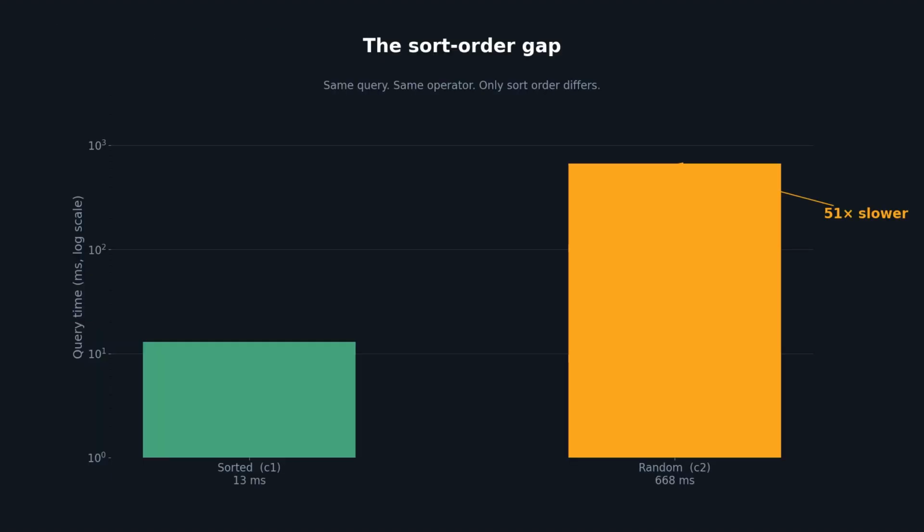Here is what that looks like measured. The sorted column scan finishes in 13 milliseconds. The random column scan takes 668 milliseconds, 51 times slower. Same query engine, same operator, same table. The only difference is whether the zone maps can skip row groups.